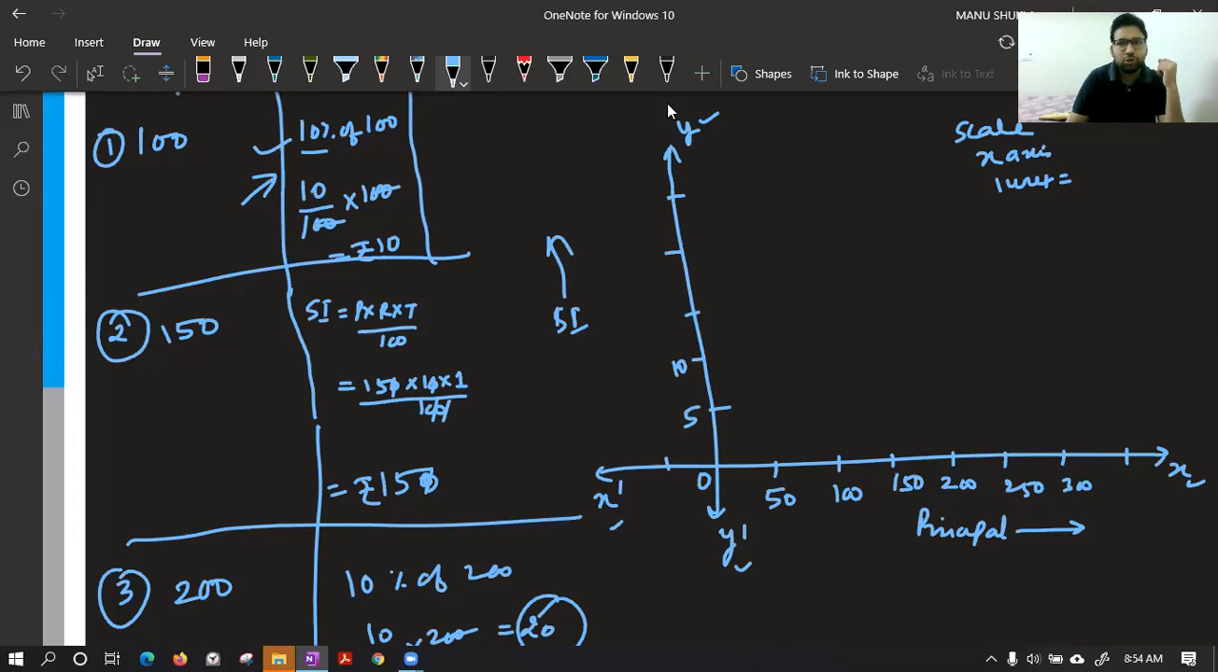Yes, I have taken 1 unit equal to rupees 50. And on the y-axis, what have I taken? Please tell. On the y-axis, I have taken 5 rupees. So on the y-axis, my 1 unit is equal to rupees 5.